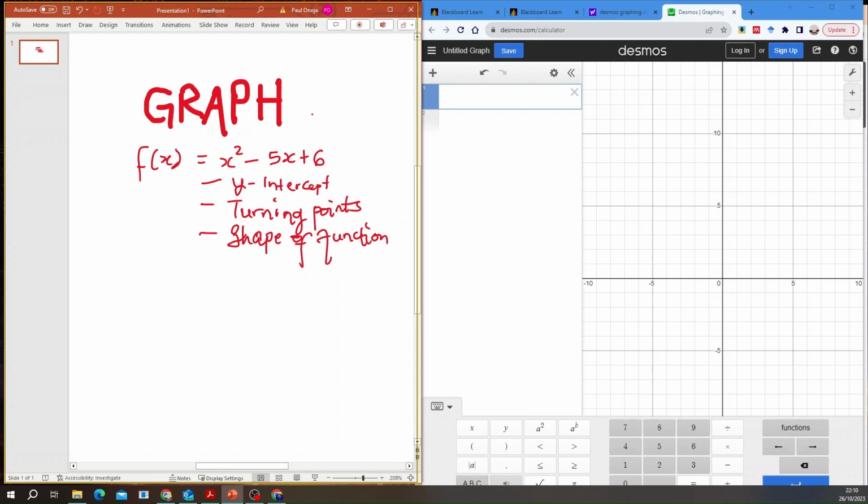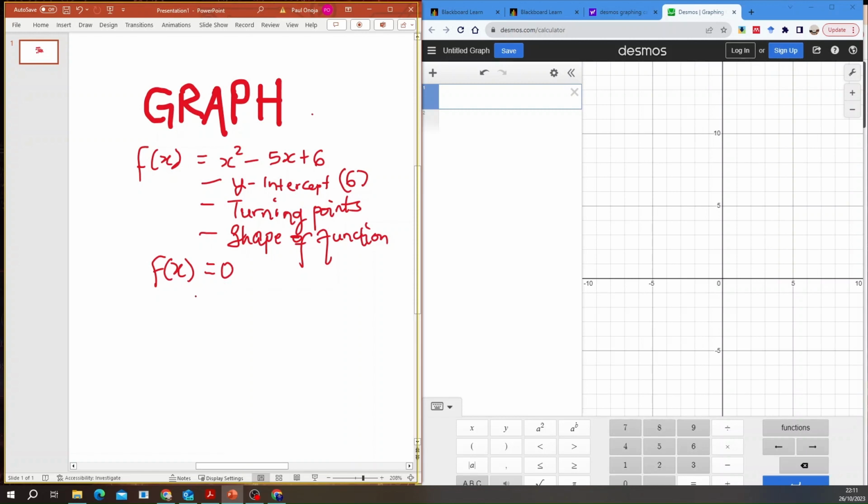So the first one, in terms of the y-intercept, that can easily be determined by just looking at the function. Usually it is the number without an x attached to it. So in this case, the y-intercept is 6. Now to get the turning point of the function, just like the name, the turning point is always at the point where the curve changes direction. So we say the turning point is always at the point where f of x is equal to 0.